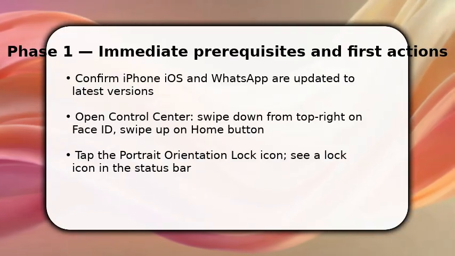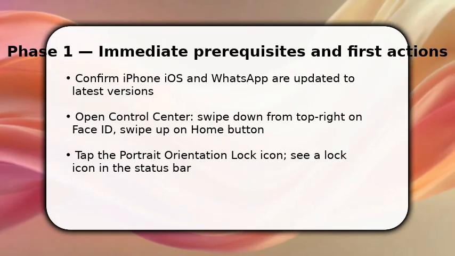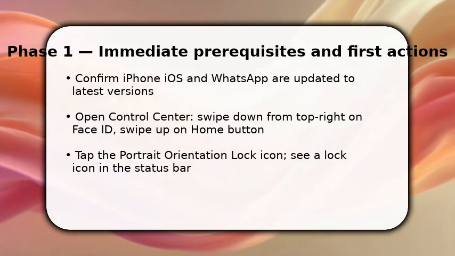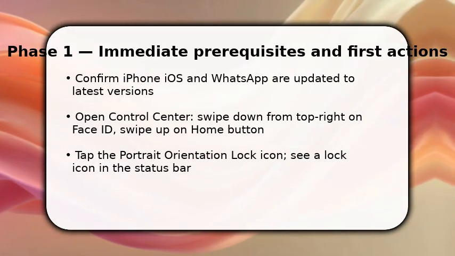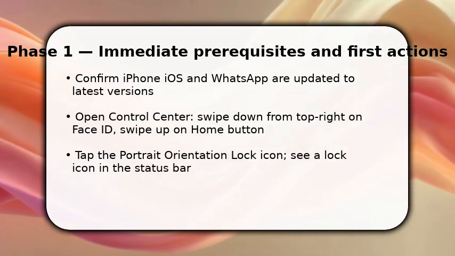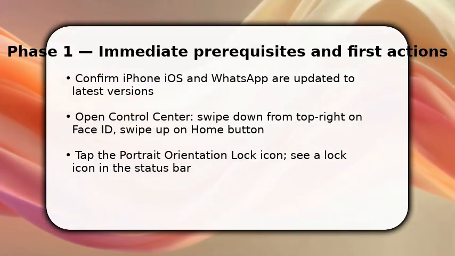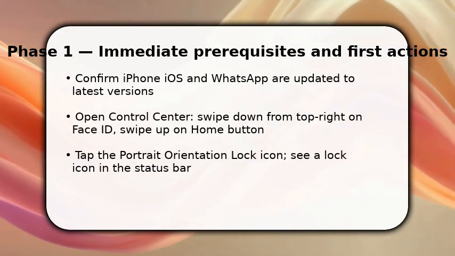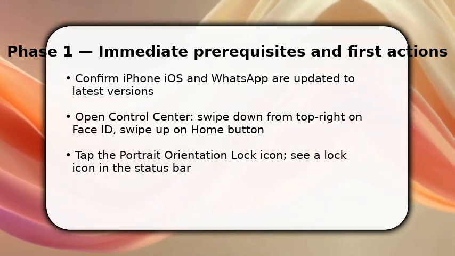You need to act now. Update iOS and WhatsApp and make sure you can access Control Center. Once done, open Control Center, swipe down from the top right on Face ID devices or swipe up on older iPhones. Tap the portrait orientation lock icon so it turns on.